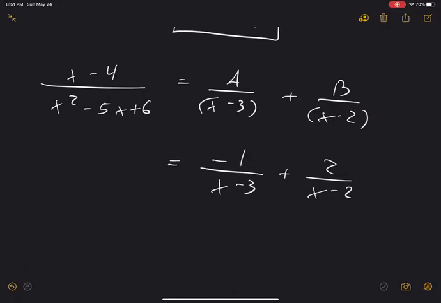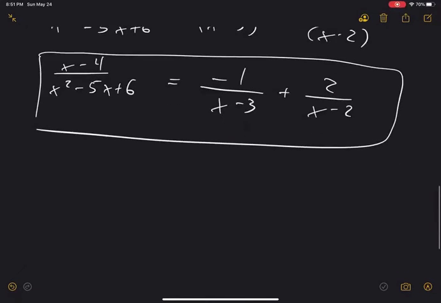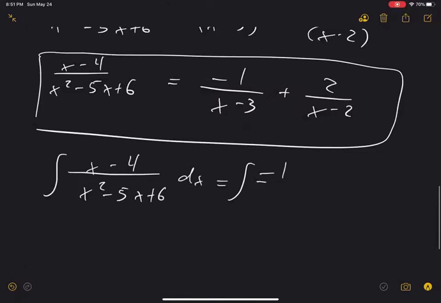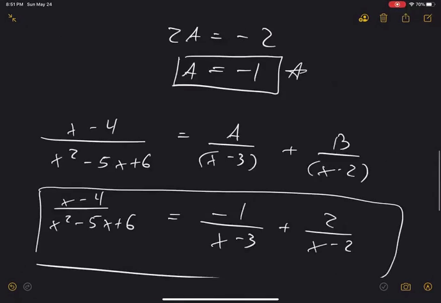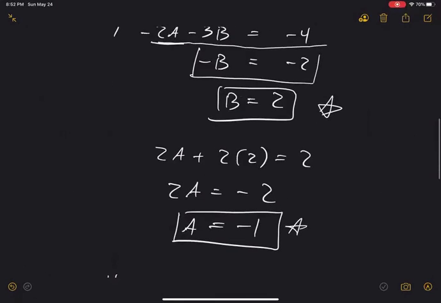So my fraction has gone from this left side, and I've broken it up into these chunks now. I know it equals this right side. All right. So now if I was given the problem of integrating x minus 4 over x squared minus 5x plus 6, I know that's the same thing as integrating this right side. All right, so that's one way to solve for our a's and b's.